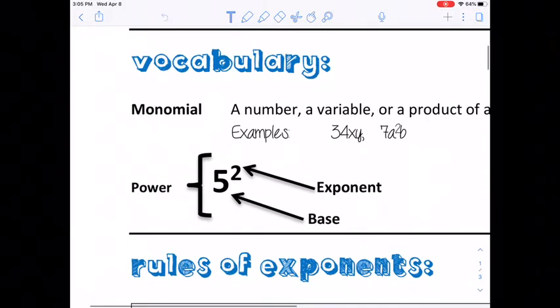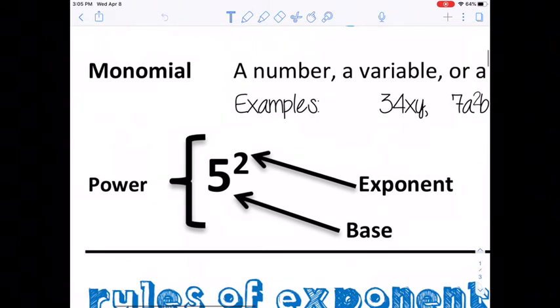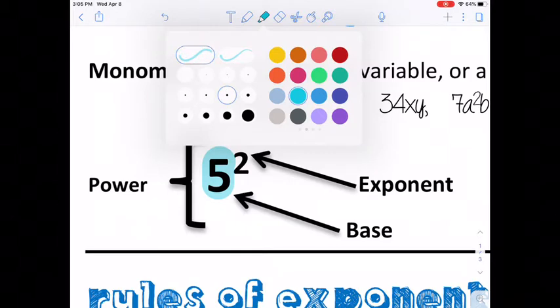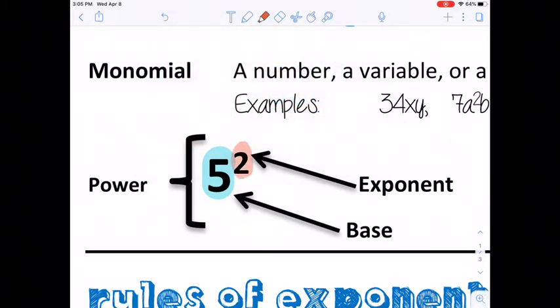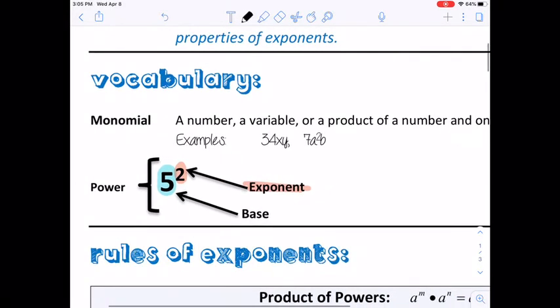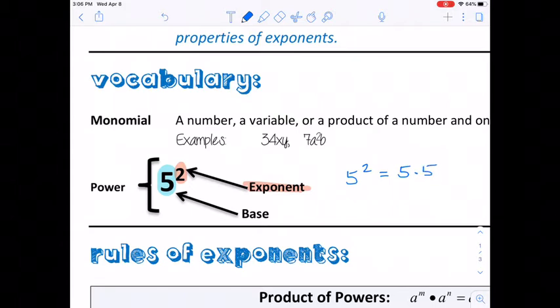A little bit of vocabulary. When we have exponents, we also have a base. The base of this exponent is the 5. That's what number has the exponent on it. The actual exponent is the 2. And you know what that means. You know that it means 5 squared would be 5 times 5, 5 times itself 2 times. 5 to the third means 5 times itself 3 times: 5 times 5 times 5.